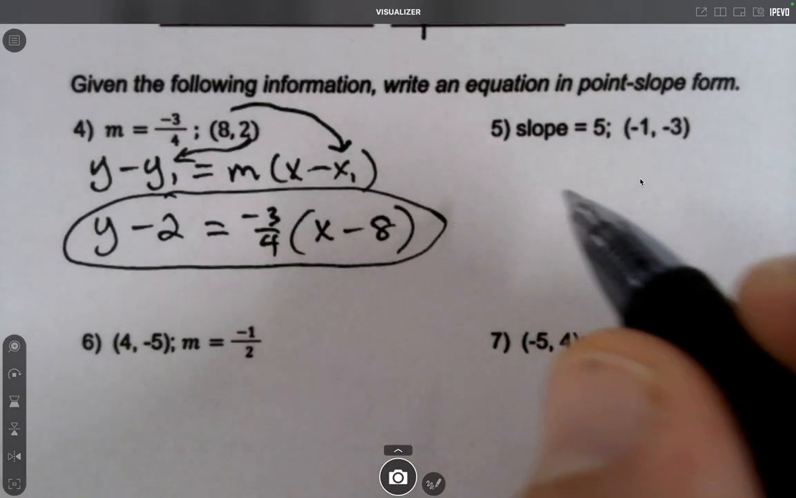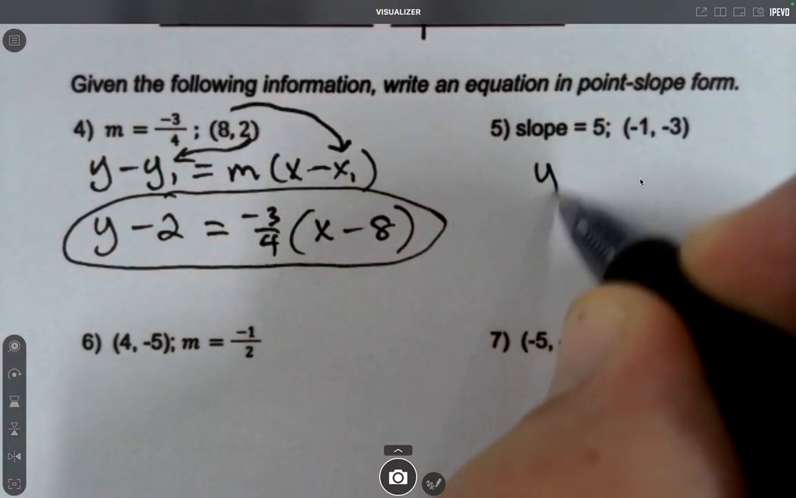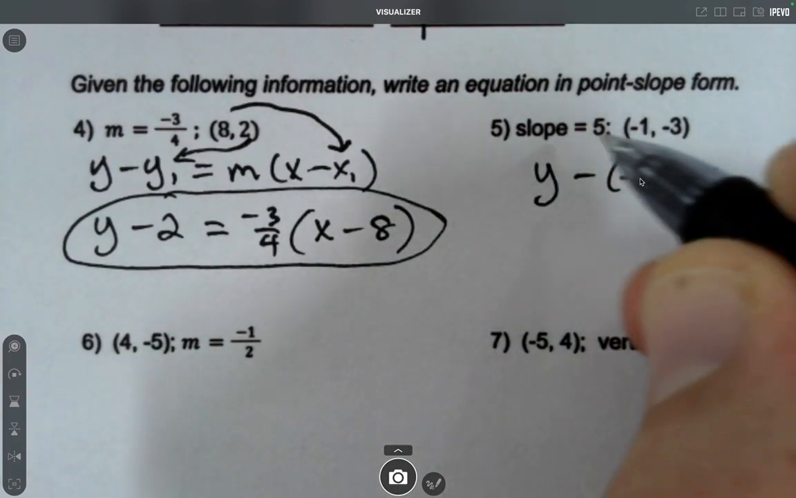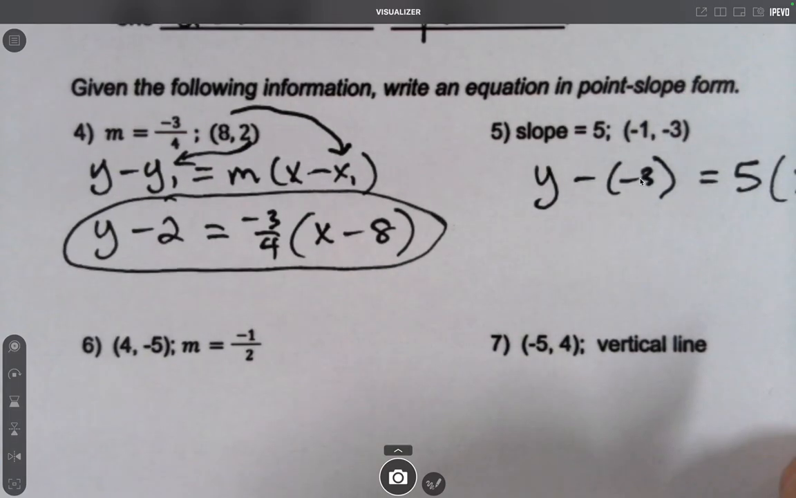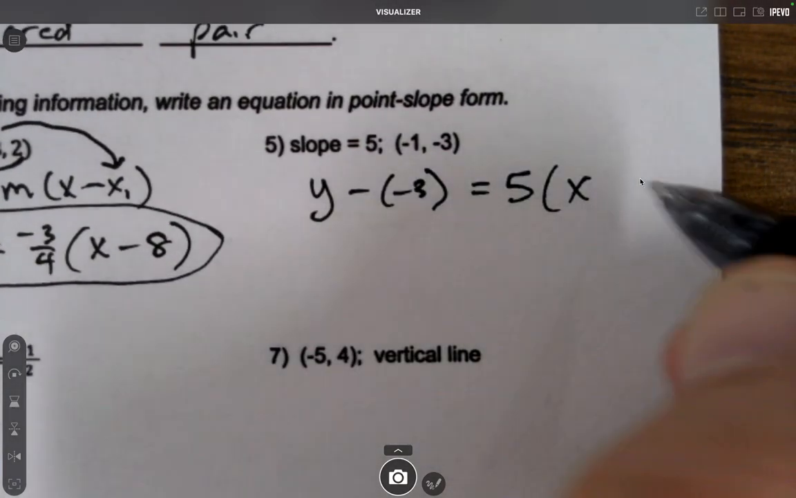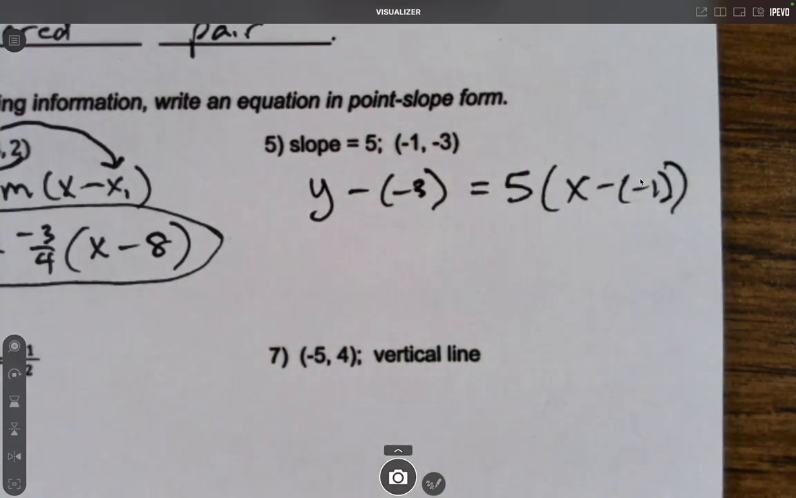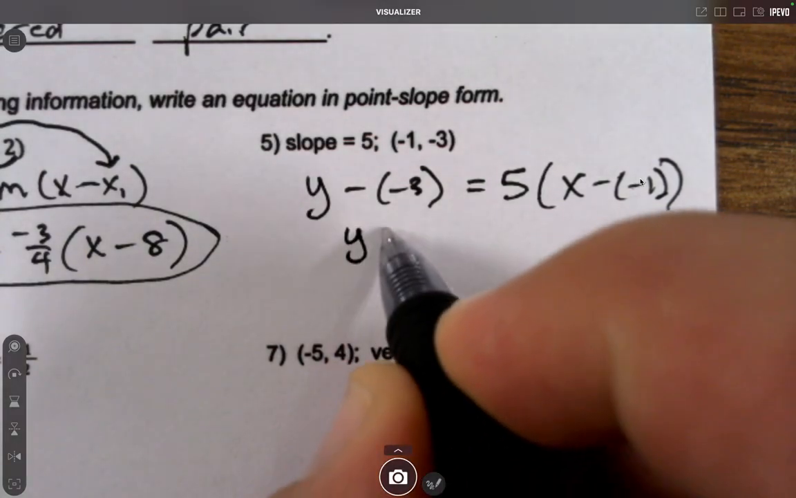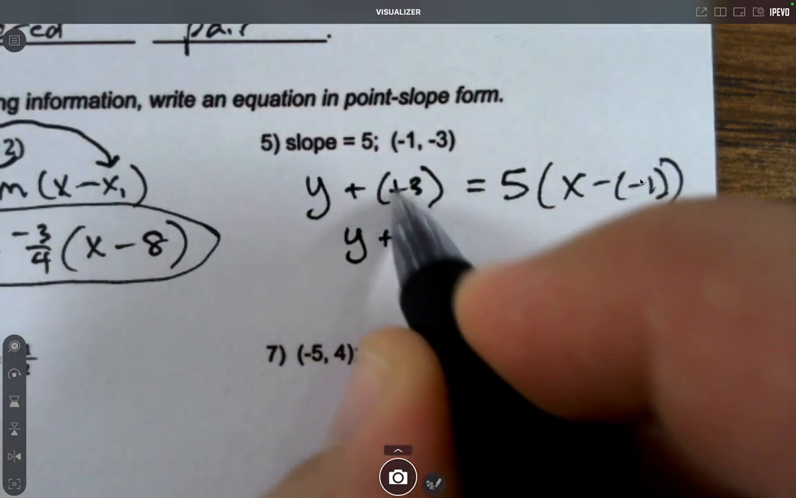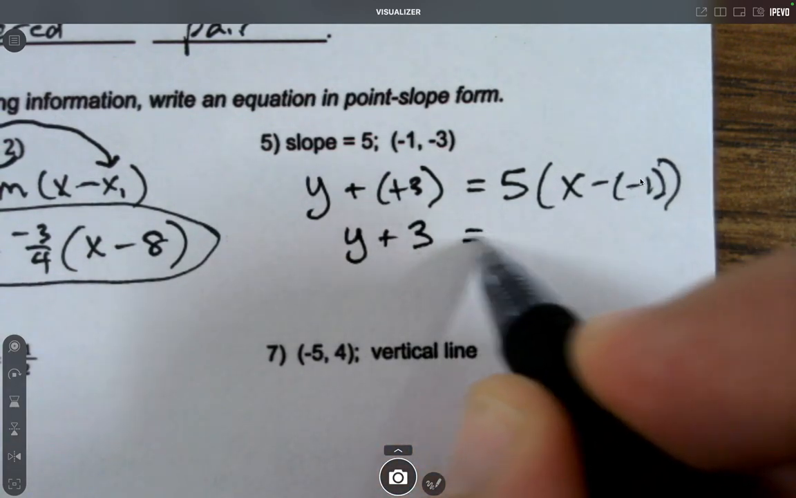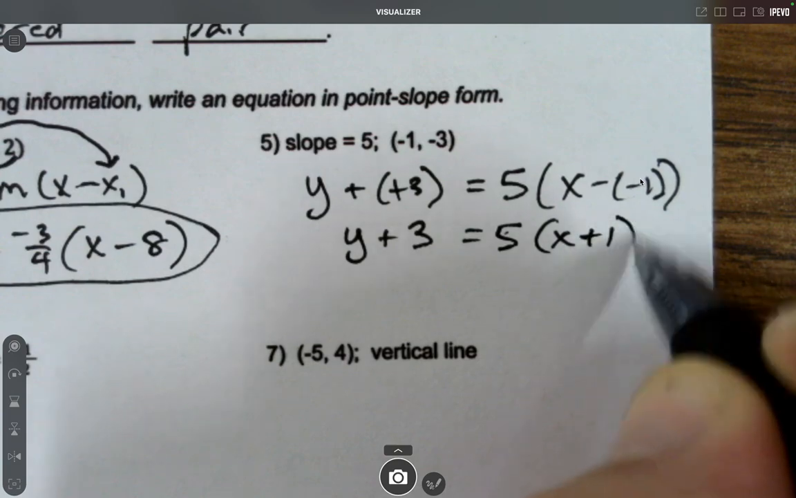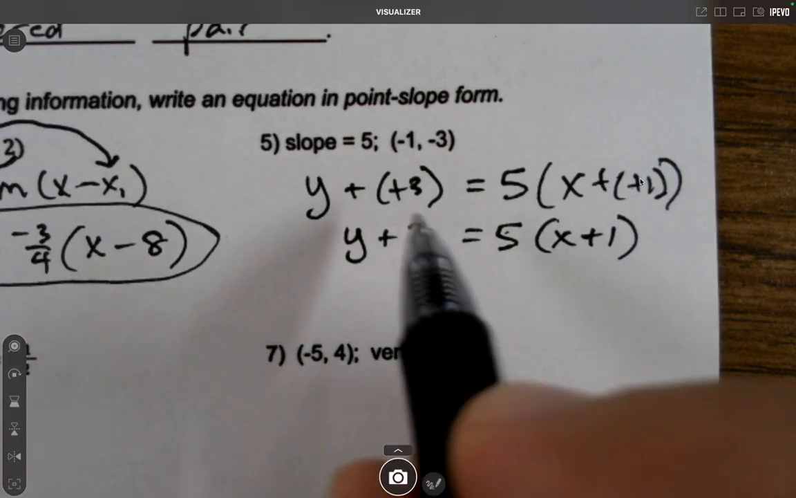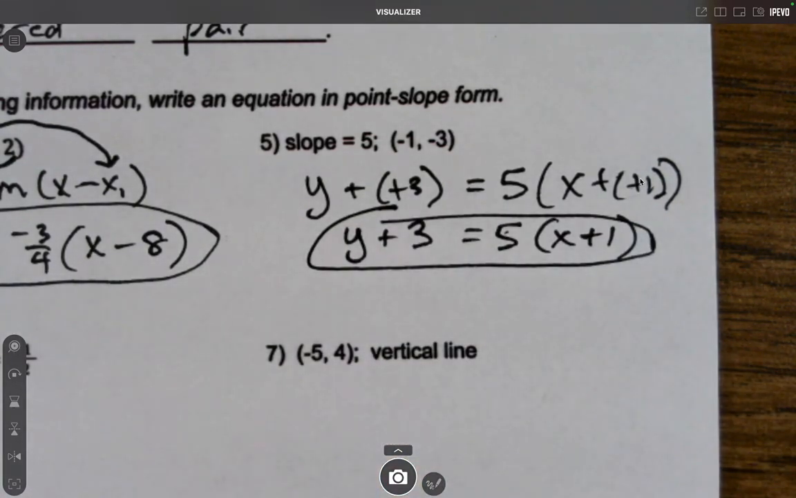Okay, number 5, we would do y minus the y value, so minus 3, equals m, which is 5, times x minus the x value, which is negative 1. Now, one thing I'd encourage you to do is go ahead when you see minus and negative, just change it to a plus. So from now on, because you know minus and negative is the same as plus or positive, I'll just jump straight to the line I'm writing right now instead of writing that first line. So anytime you're subtracting a negative, it turns into plus and positive. And that is our answer.